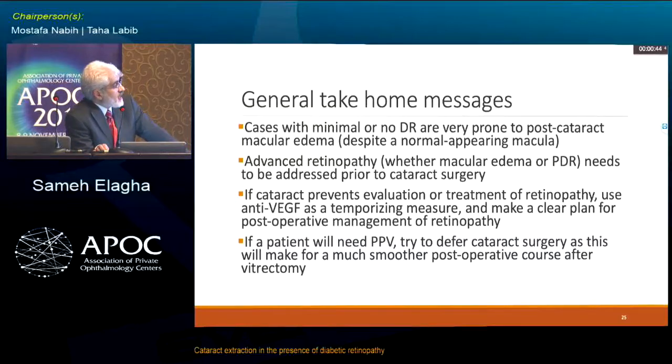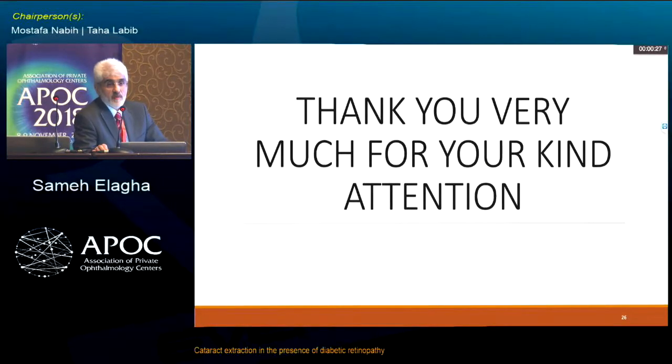If cataract prevents evaluation or treatment of retinopathy, use anti-VEGF as a temporizing measure and make a clear plan for post-operative management of retinopathy. If a patient will need pars plana vitrectomy, try to defer cataract surgery, as this will make for a much smoother post-operative course after vitrectomy. Thank you very much for your attention.